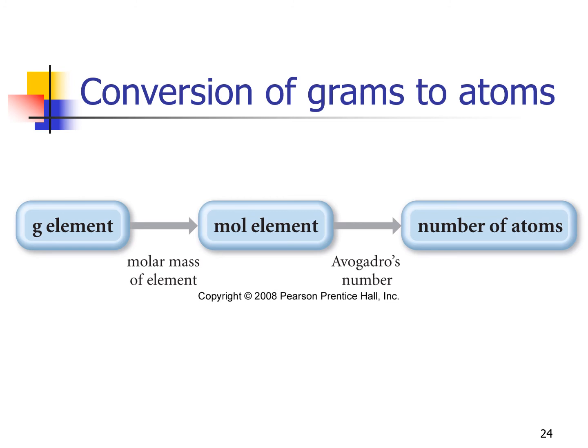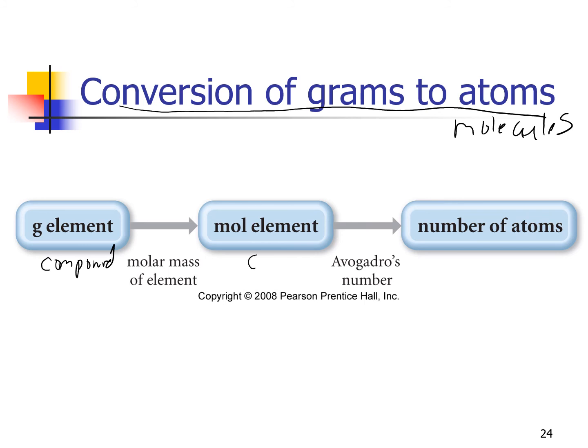This slide shows an overview of the conversion from grams to atoms. This can also be from grams to molecules. In order to convert from grams of an element or grams of a compound to moles of that element or moles of a compound, so again, grams to moles, moles to grams, use molar mass of the element or the compound. And then from moles to atoms, we can convert using Avogadro's number.